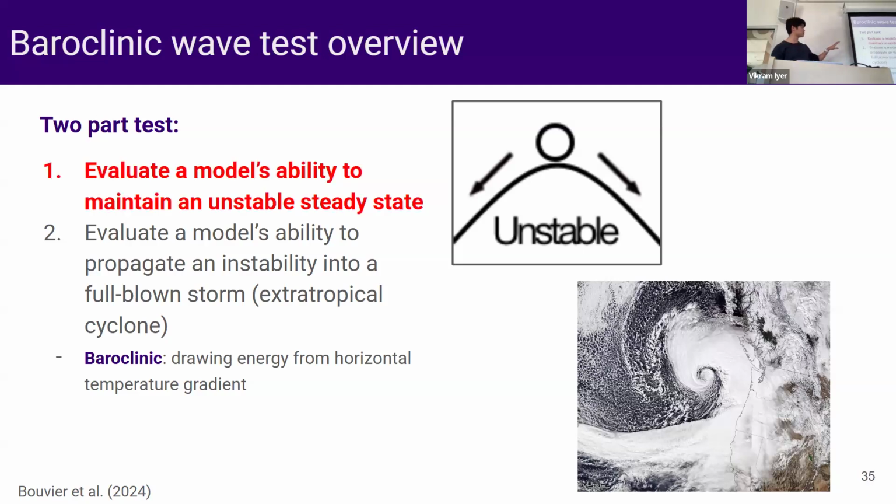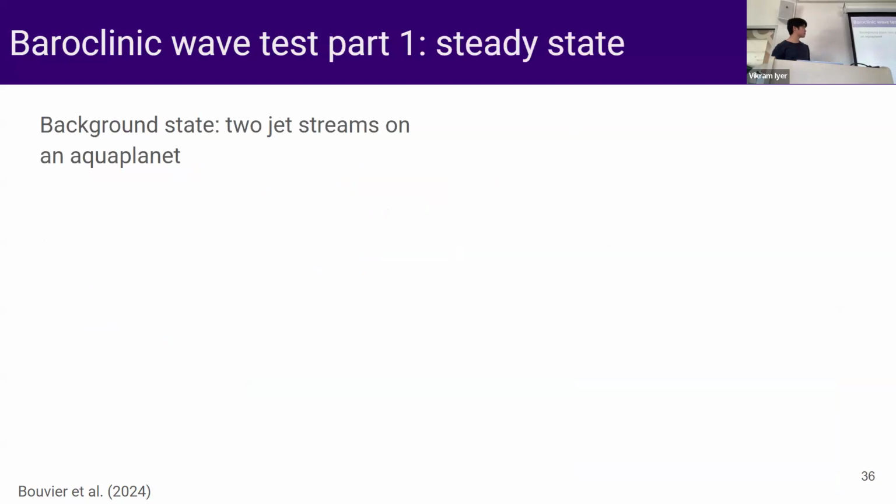Okay, so let's talk in a little more detail about this first part. Our background state here, our stable atmosphere, is going to be two jet streams on an aquaplanet.